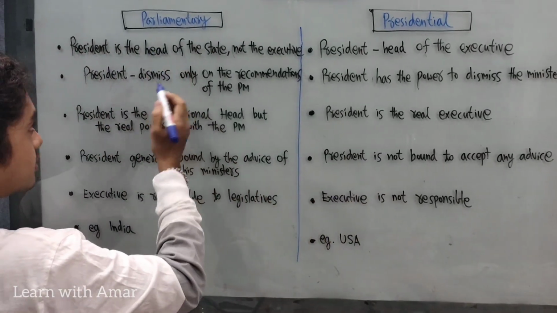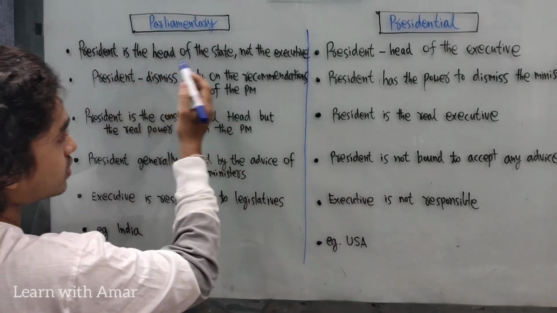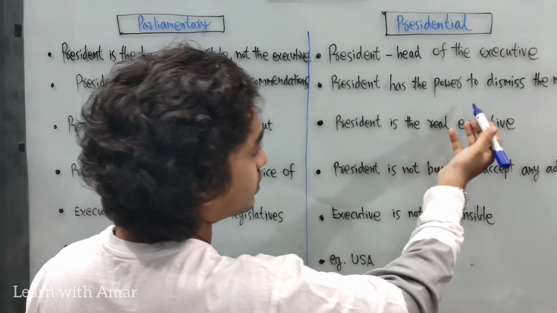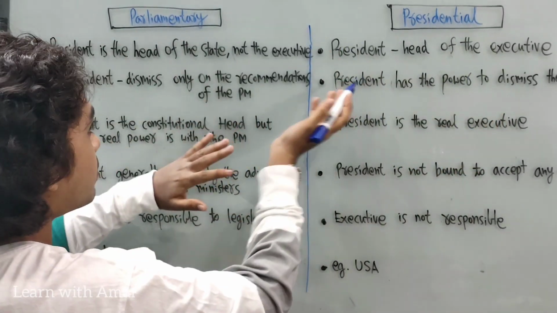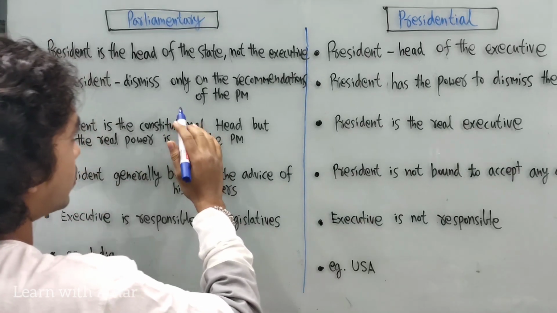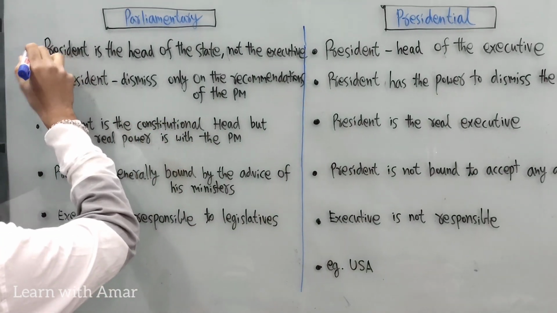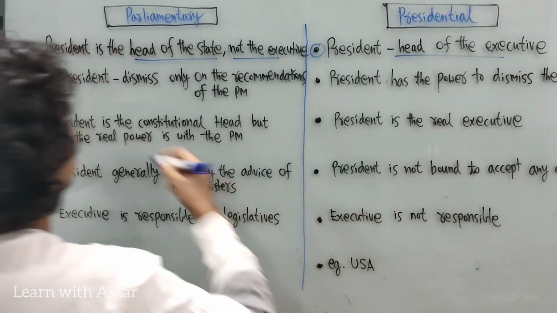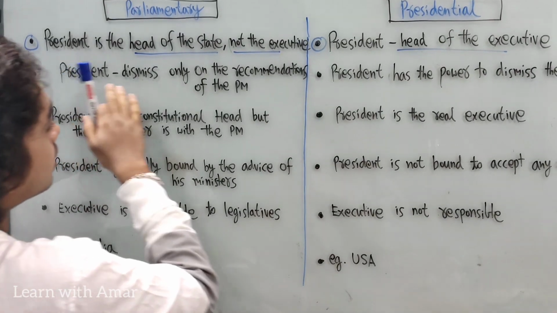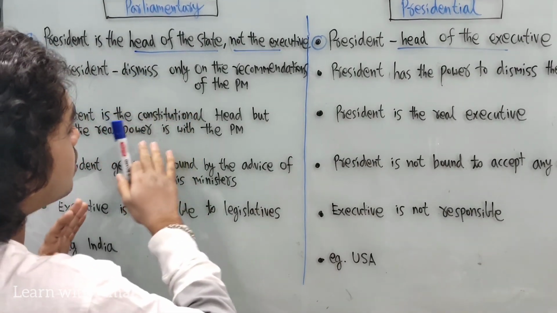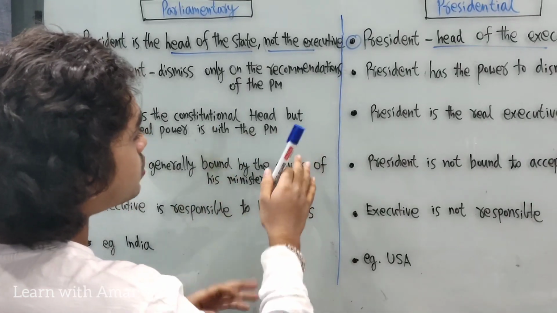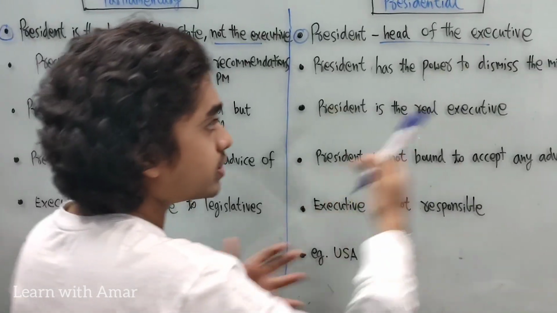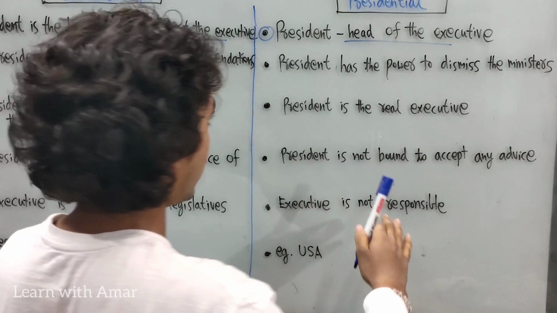In the parliamentary system, the president is the head of the state but not the executive. While in the presidential system, the president is the head of the executive. Whereas the head of the executive in the parliamentary system is the prime minister. In the parliamentary system, the president can dismiss his ministers only on the recommendation of the prime minister. He cannot dismiss directly, while in the presidential system the president has the power to dismiss the ministers without anyone's authority.